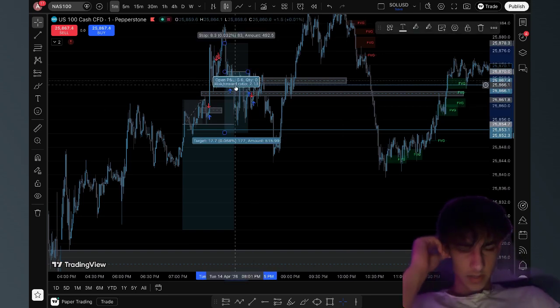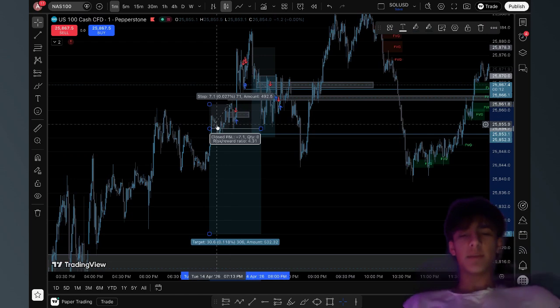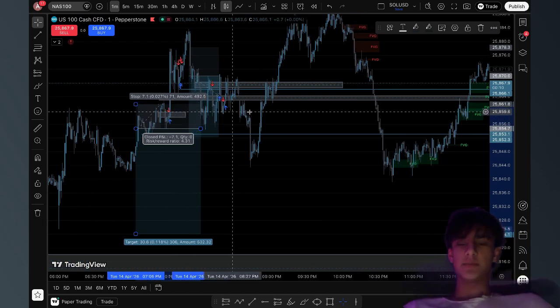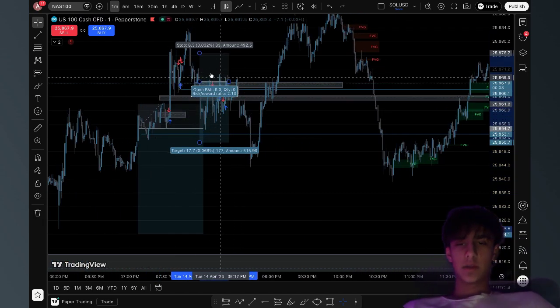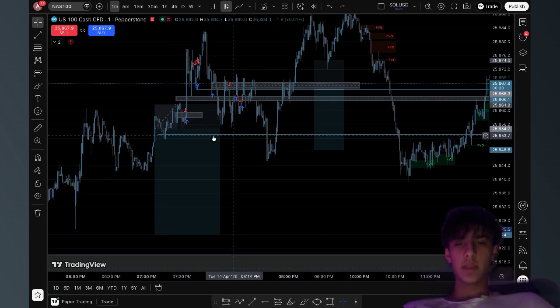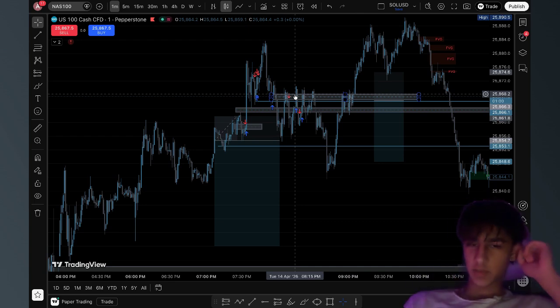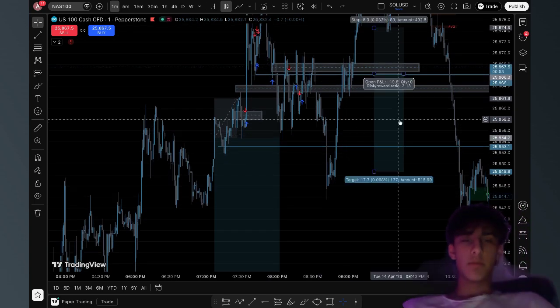this trade got stopped. What was this trade? I'm sick of forgetting these trades, but basically we had an SMT right here. I remember this trade for sure, and it got stopped out. We'll figure this trade out later. These arrows you see are all just partial trades, fixing my partials, moving to break even and stuff like that.